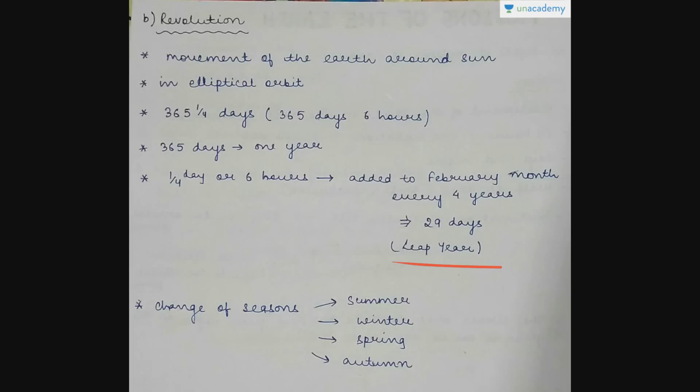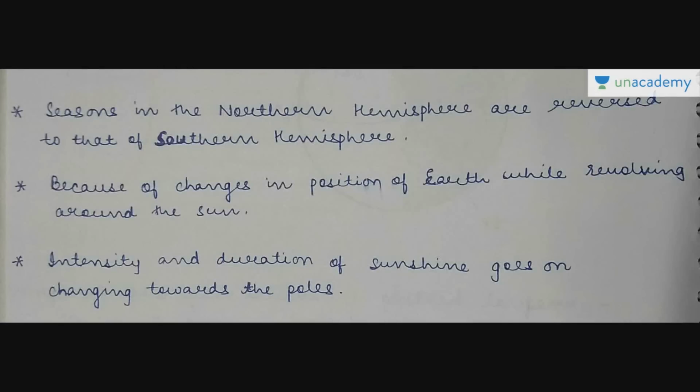Okay, now because of this revolution, what happens? Change of seasons. So basically we have 4 seasons: summer, winter, spring and autumn. So we will see how this happens. Now these are some points to remember so that it helps in the clear understanding of the changing of seasons.